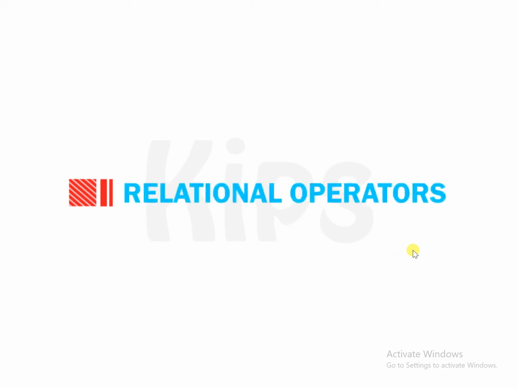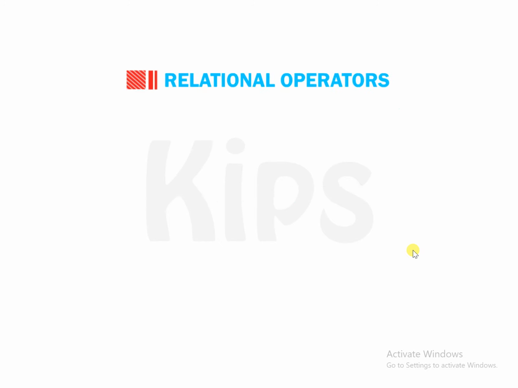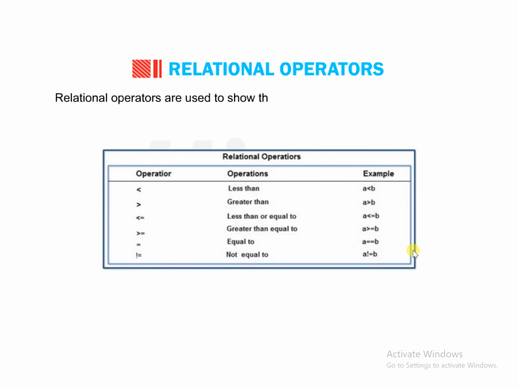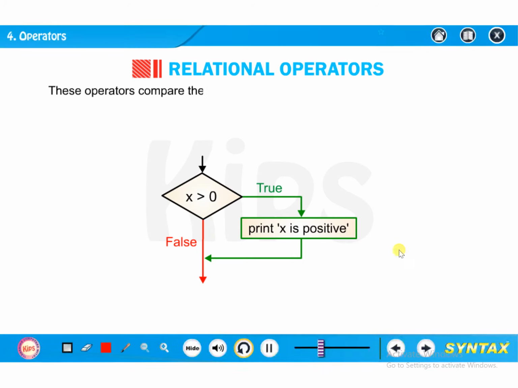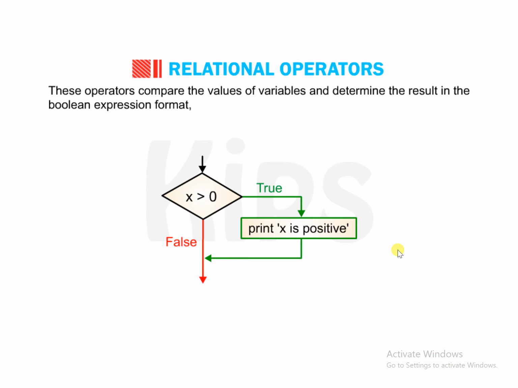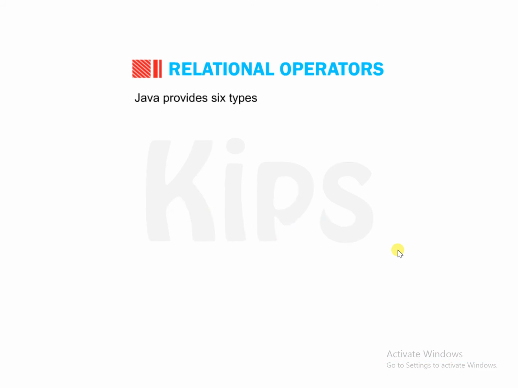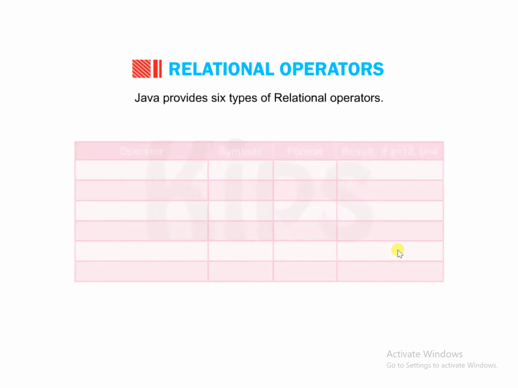Let us talk about relational operators. Relational operators are used to show the relationship between the operands. These operators compare the values of variables and determine the result in the Boolean expression format, which is either true or false. Java provides 6 types of relational operators.